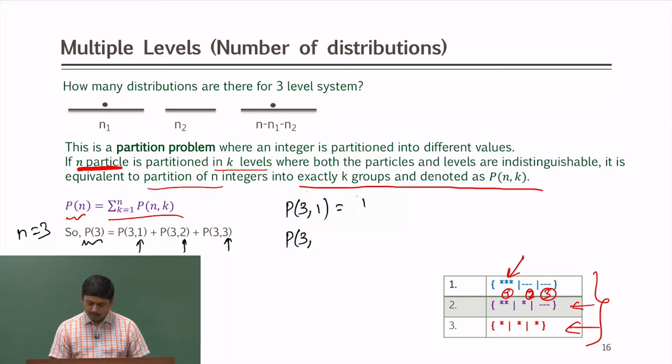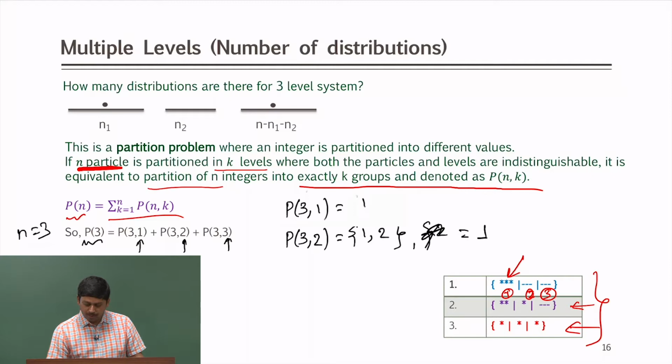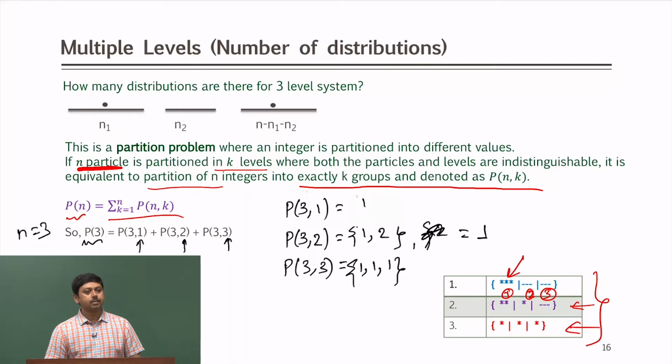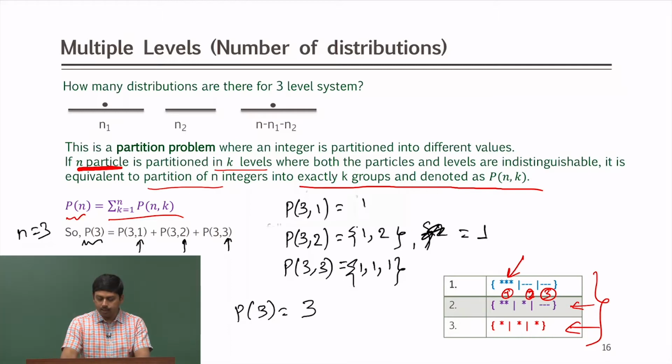How many ways can I break 3 into 2 parts? 1, 2 and 2, 1. 1, 2 and 2, 1 are the same, because they are indistinguishable boxes as well. So, p(3,2) can be only one way. And how many ways can I distribute 3 into 3 parts? Only one way, 1, 1 and 1. So, you see P 3 is the sum of all that, 1 plus 1 plus 1, so it is only 3. As you can see, P 3 equal to 3.